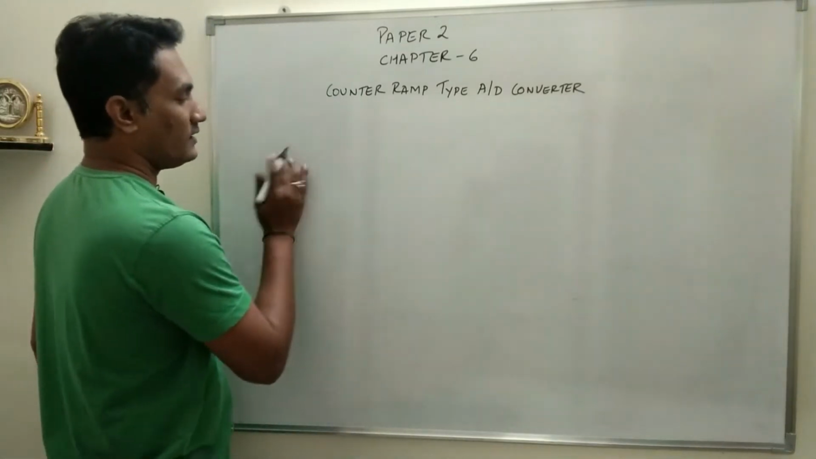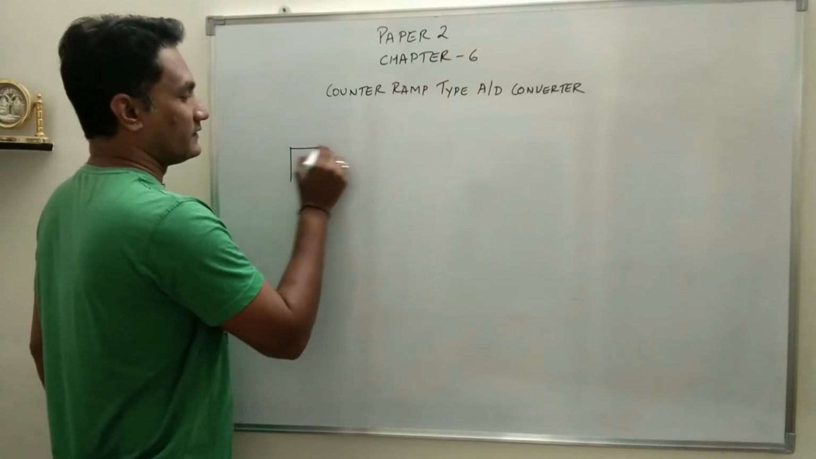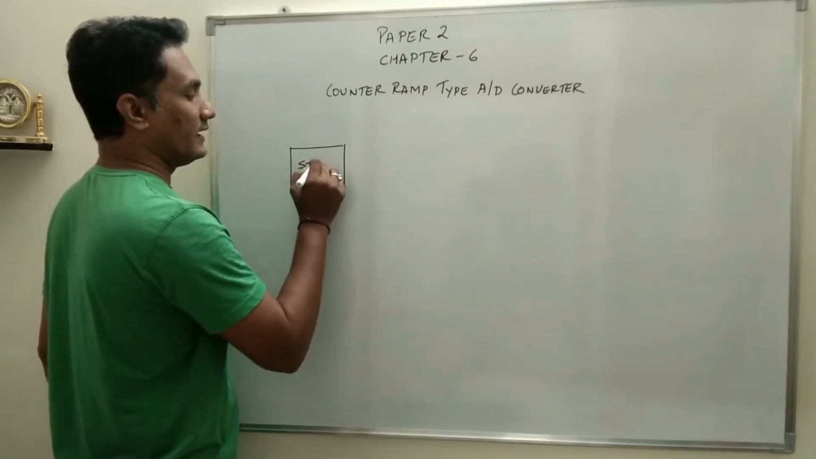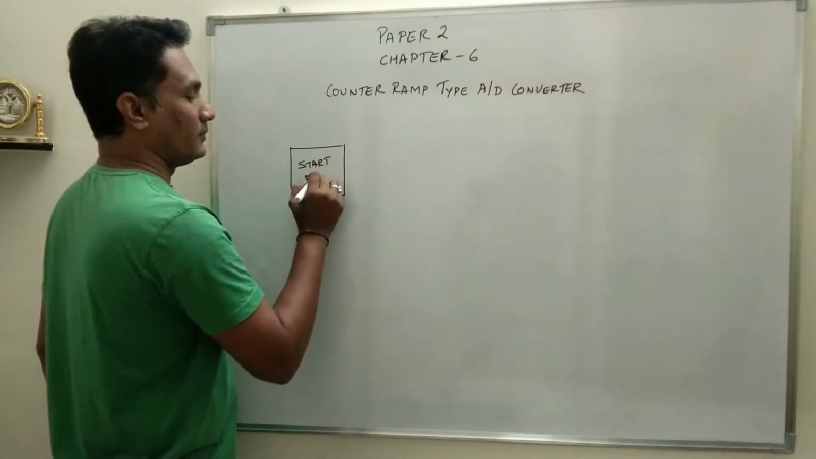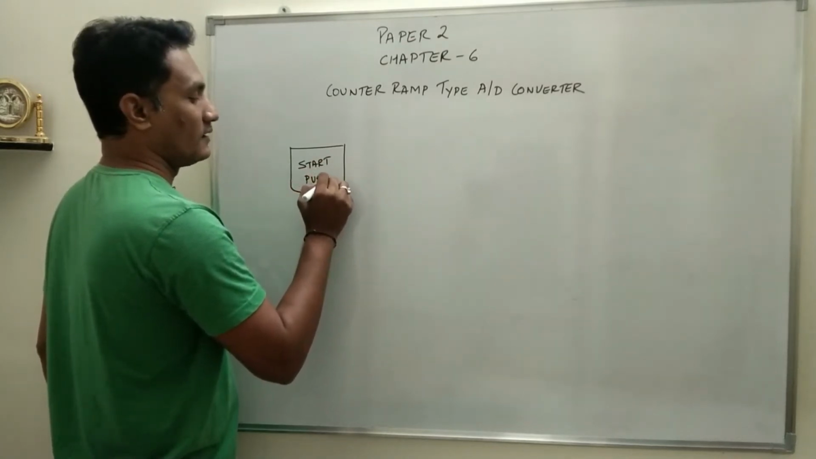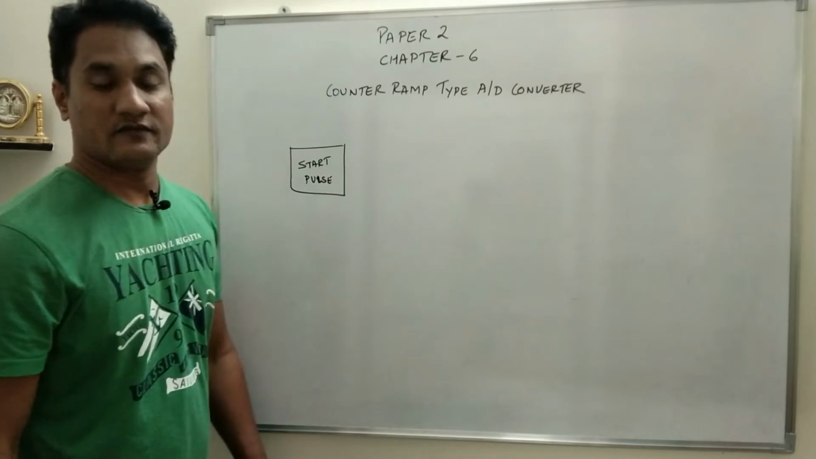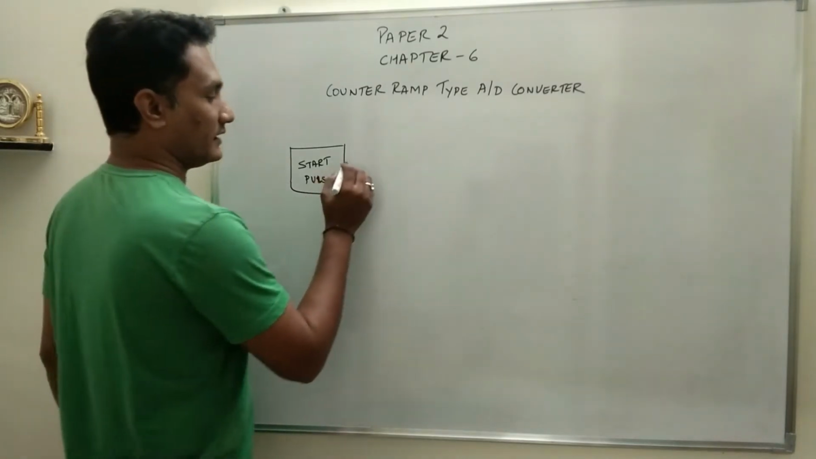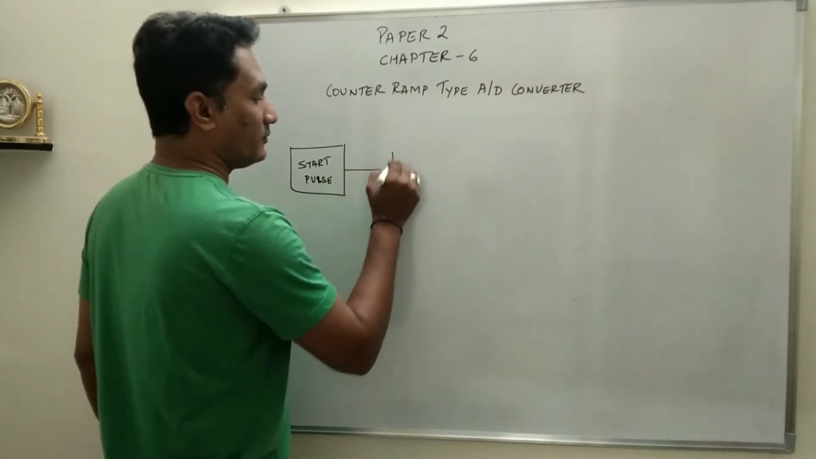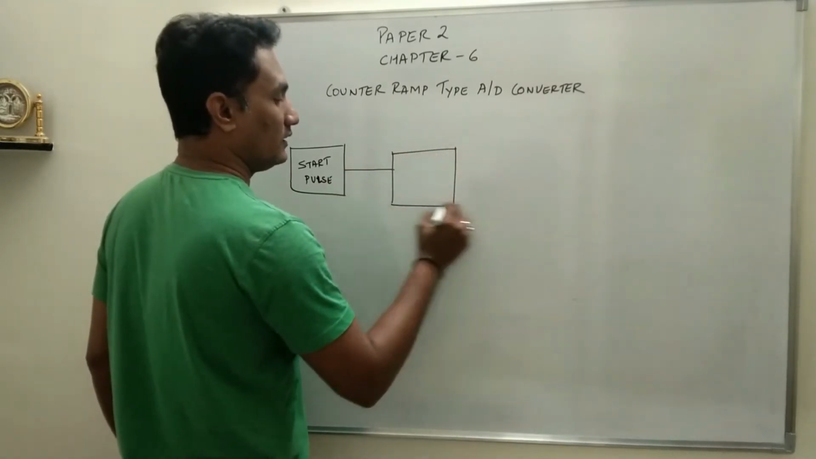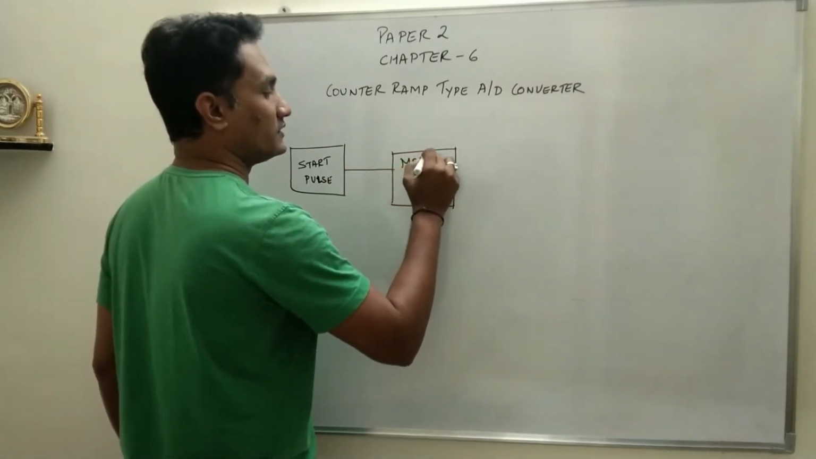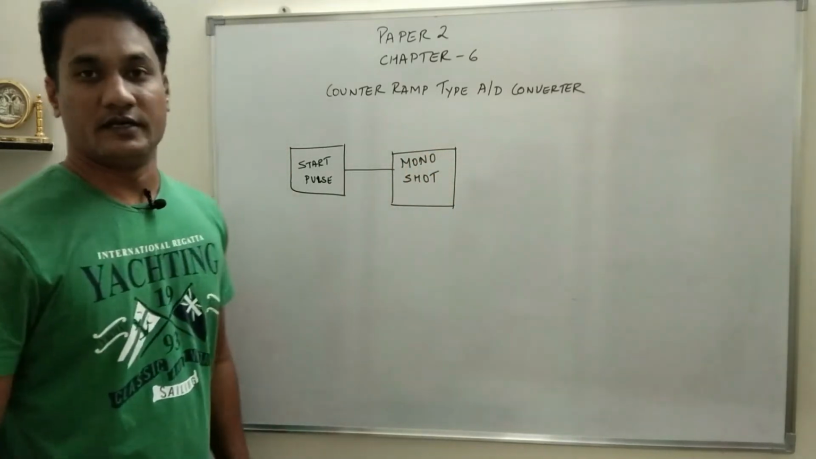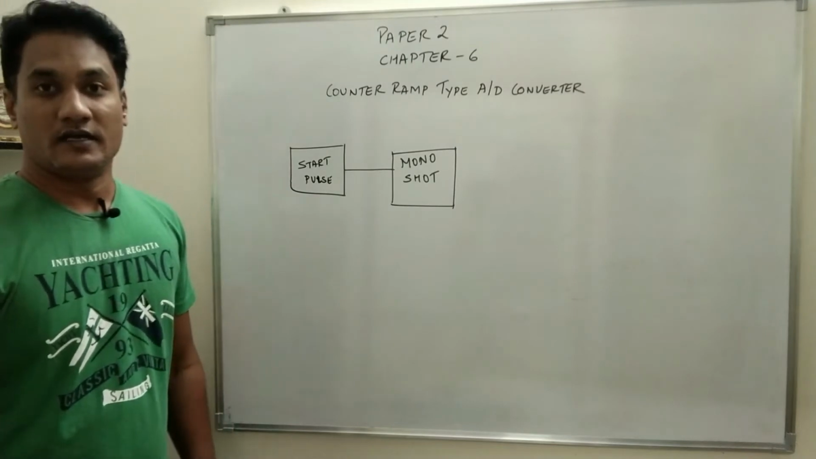So the first thing is there is a start pulse, S-T-A-R-T, start pulse. This is where you will press when you want to start a conversion from analog to digital, and this start pulse goes to a monoshot, which is a monostable multivibrator.